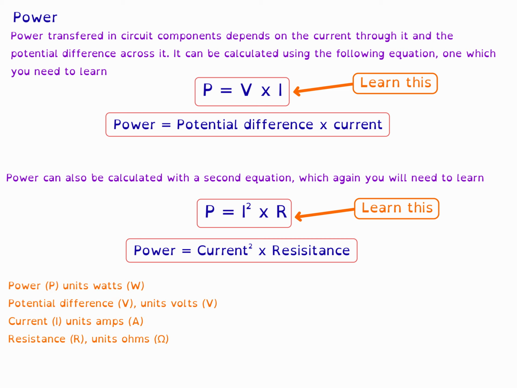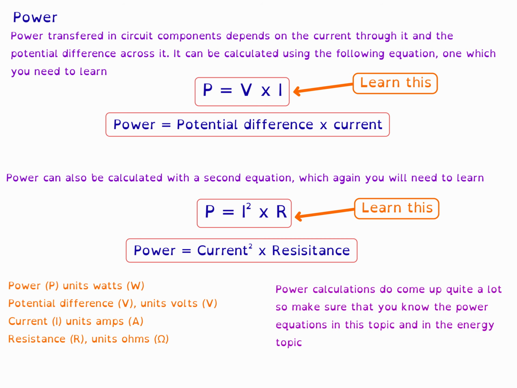Units: power, capital P, is in watts, capital W. Potential difference, capital V is the symbol, and the units are the volt, capital V. Current, the symbol for current is I, and the unit is the amp, capital A. Resistance is R, and the units are ohms, which is the Greek letter capital omega. Power calculations do come up quite a lot in your exams, so make sure that you know the power equations in this topic and the power equations in the energy topic.